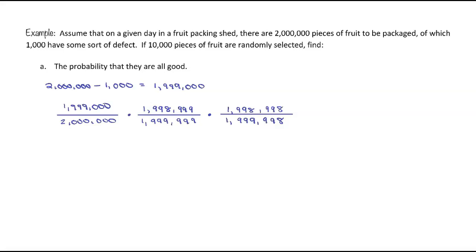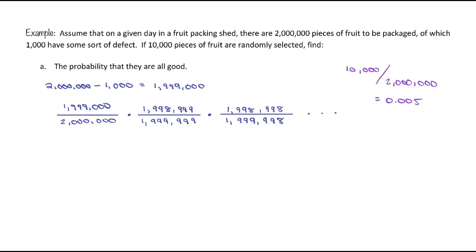And we would need to repeat this process 10,000 times in order to calculate this probability properly, with each of these being dependent events. This is where the 5% guideline for cumbersome calculations really does come in handy. We have a large population, 2 million pieces of fruit. We are selecting 10,000 of them. 10,000 out of 2 million is equal to 0.005, much less than the 5% guideline. That means that we can treat each of these events as independent rather than dependent.